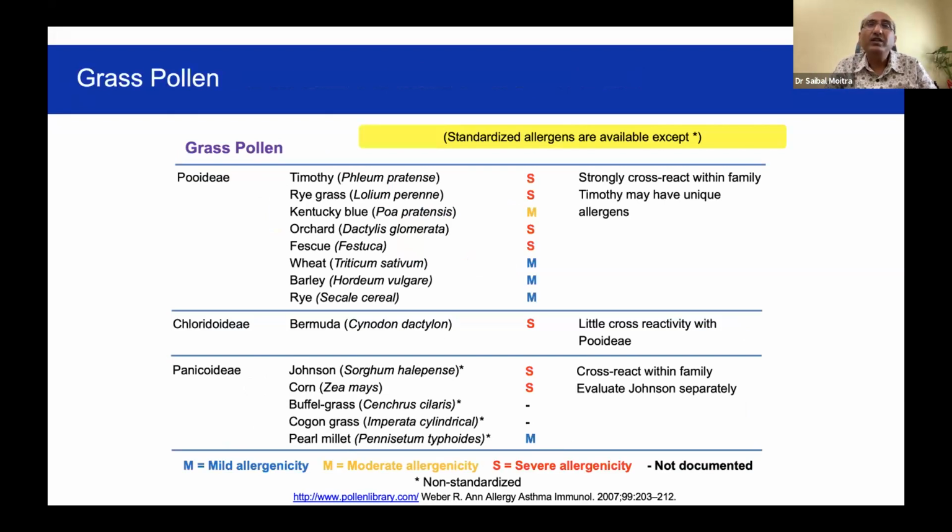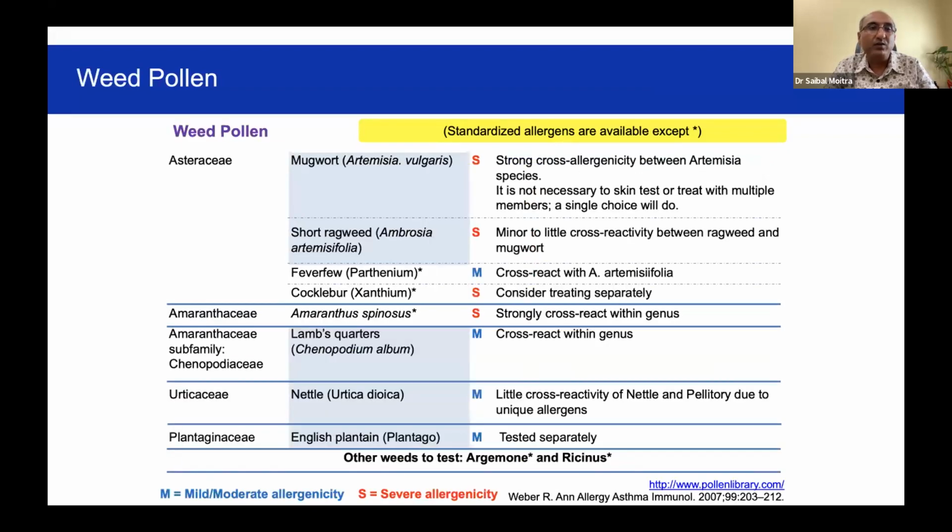So again, the grass pollen is mostly common. It's all the Pooideae family, it's a genus. So if we are taking Poaceae, whether it's a grass pollen mixture, it is common for whether it's a Pooideae, Chloridoideae, or the Panicoideae.